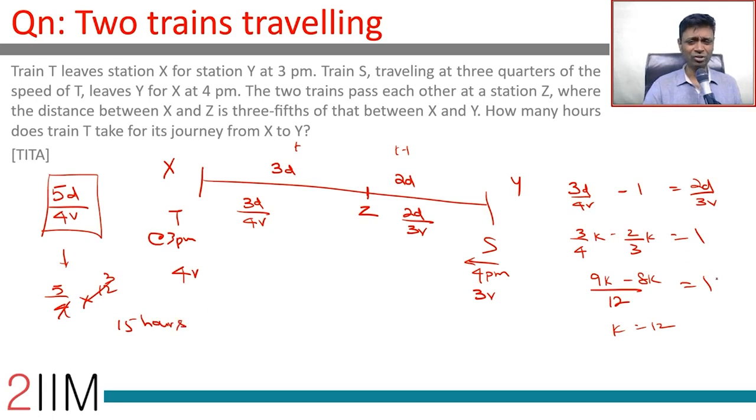Wonderful question. Nice, simple question. Make sure that you choose your variables right. This is 3/5, this is 3d, 2d works better than calling it x and 3 by 5x. This is 3/4 of the speed. Having it as 4v and 3v is better than having it as x and 0.75x. Simplify the numbers, life becomes that little bit easier.